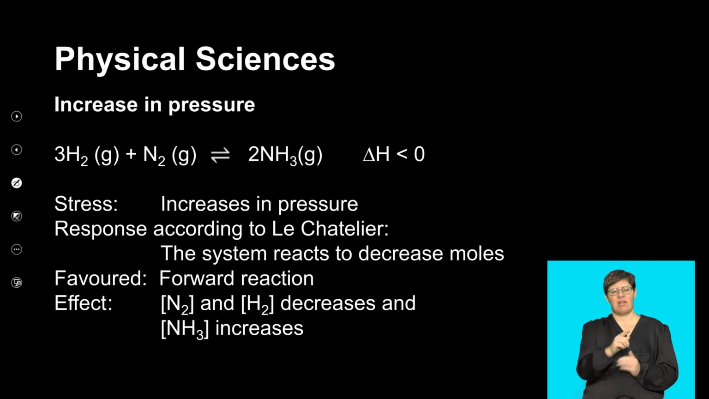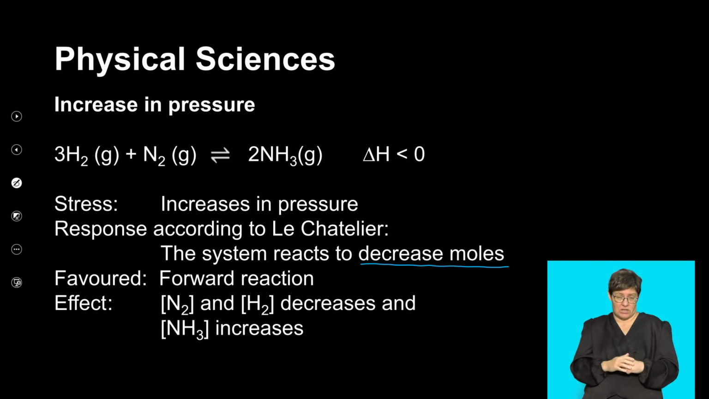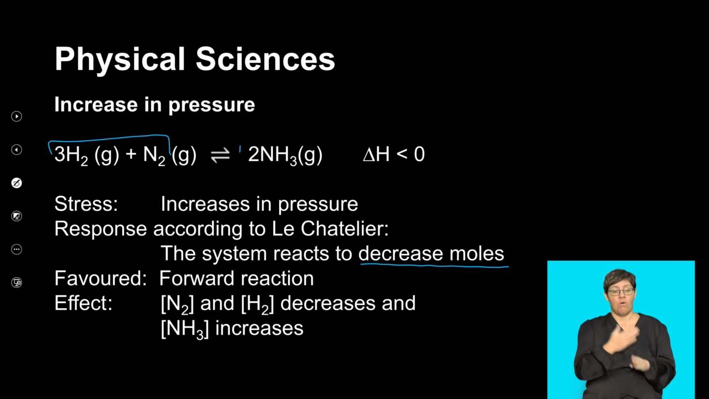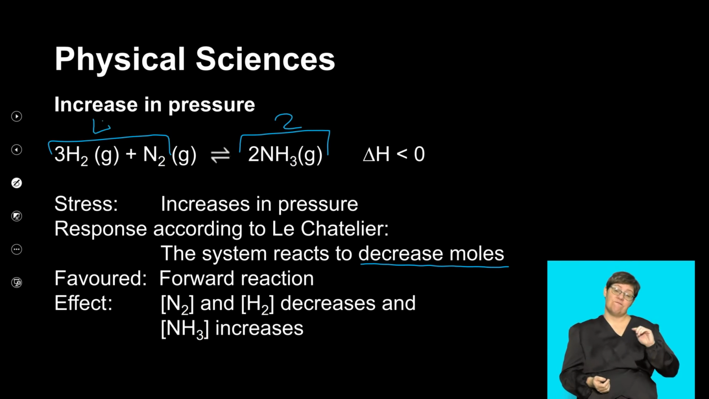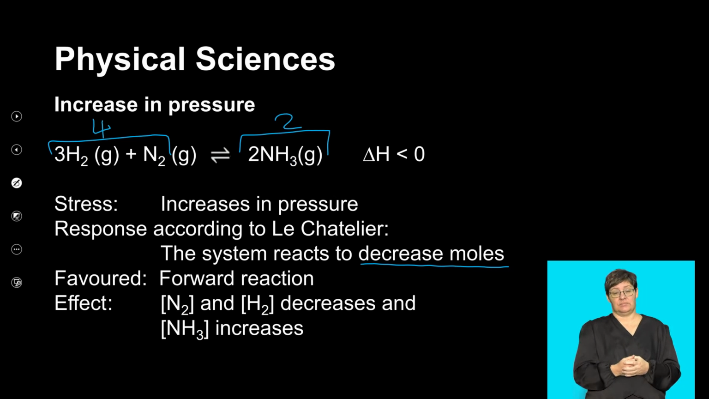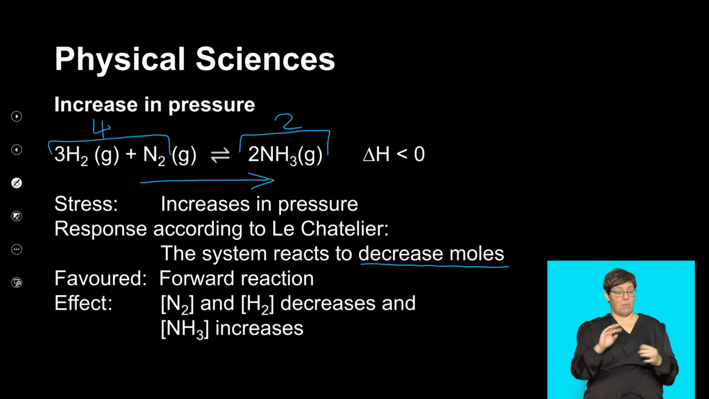What do we know about an increase in pressure? The stress is an increase in pressure, and according to Le Chatelier, the system will react to try to decrease the pressure by decreasing the number of moles. When we want to go for the number of moles, remember we're working with pressure. We have 2 moles on the right-hand side and 4 moles on the left-hand side. So if we want to decrease the number of moles, the reaction that produces less number of moles will be favored. In this case, it is the forward reaction.